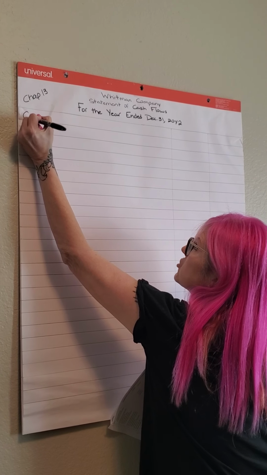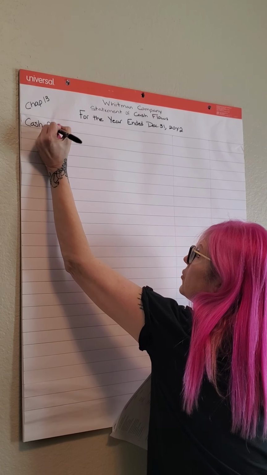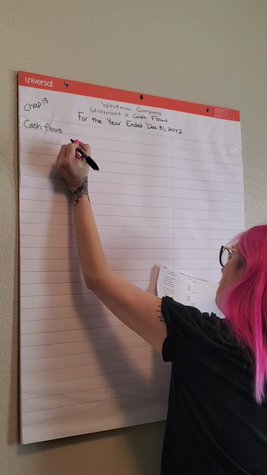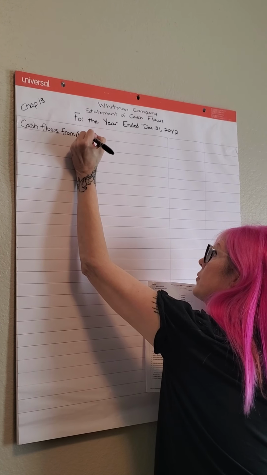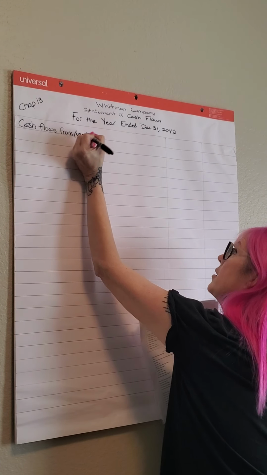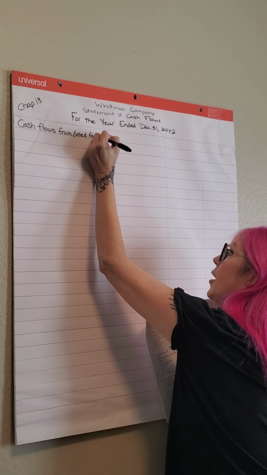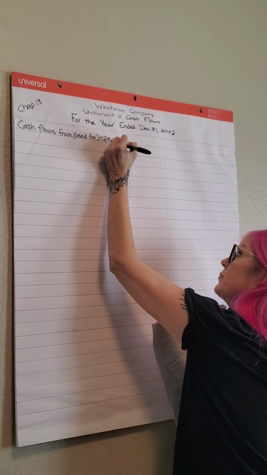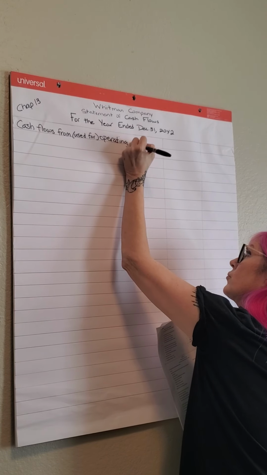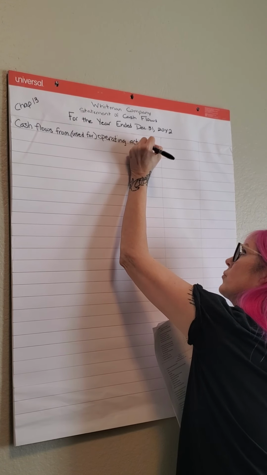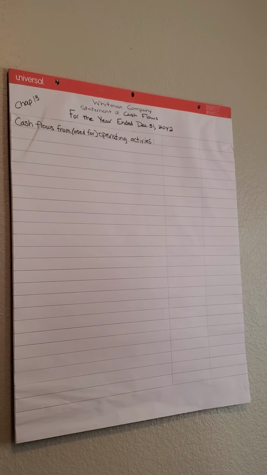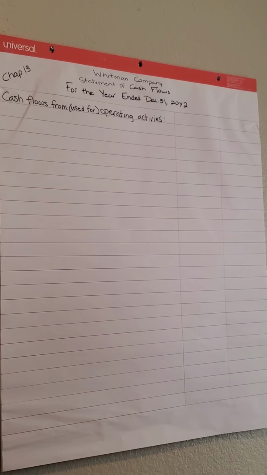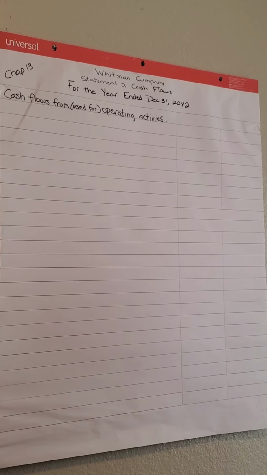So we've got cash flows from or used for operating activities. We're going to do that cash flows from operations first. So the first thing we're going to start with is we either have to set up with a net income or a net loss.